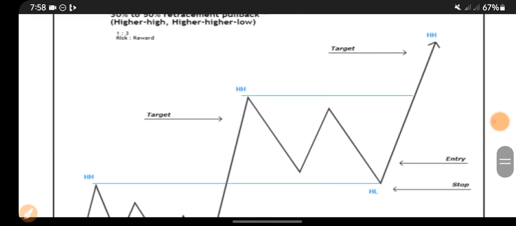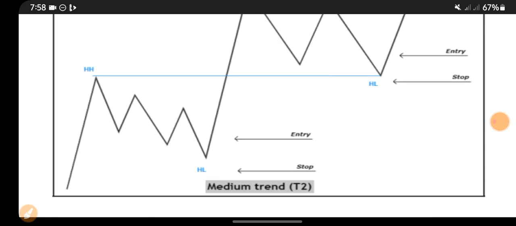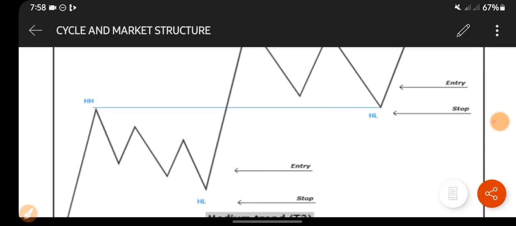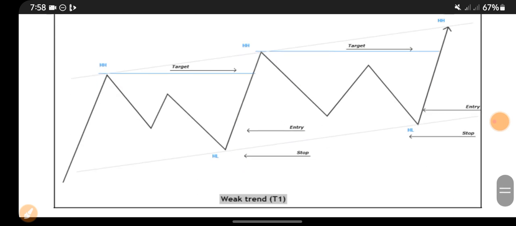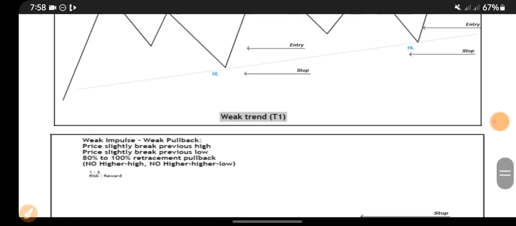Good. And then you have the medium ones too. Once again, I'll put this picture in the Telegram group so that you have a better view of it. This is how the medium trend looks like.